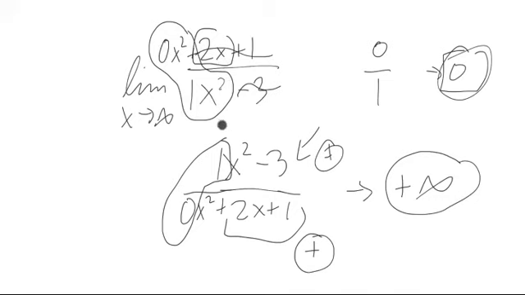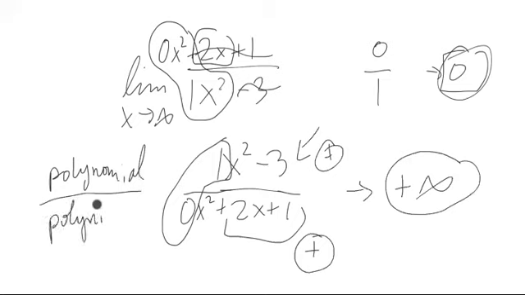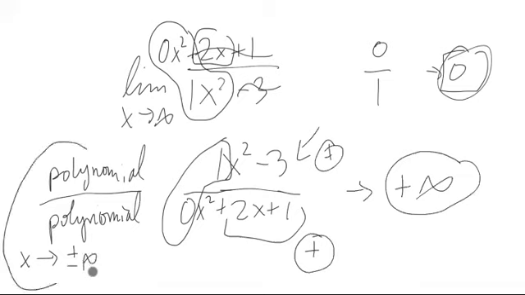Now, what does this work for? This discussion was only for polynomial divided by polynomial, when x itself is heading off to positive or negative infinity. In this particular case, this is when we can use this L'Hopital shortcut, if you will.